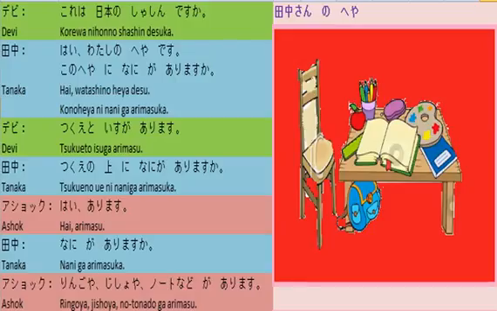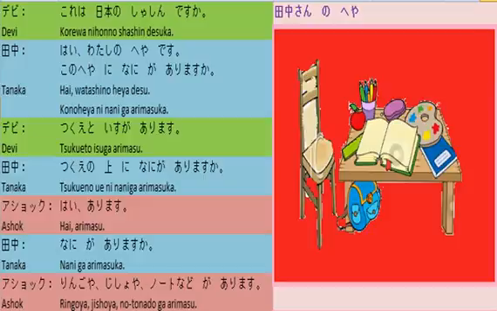Now we are going into the conversations of lesson number 4, Tanaka-san no Heya. Here the conversation is happening between Miss Devi, Miss Tanaka, Mr. Ashok and Mr. Raja. Miss Devi, Mr. Raja and Mr. Ashok happened to visit Tanaka-san's room. Now in this conversation, Devi initiates the conversation.